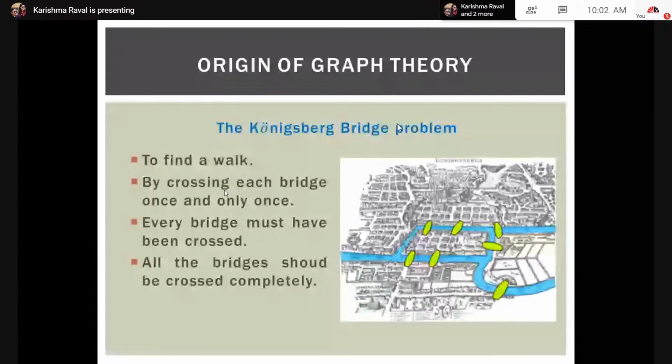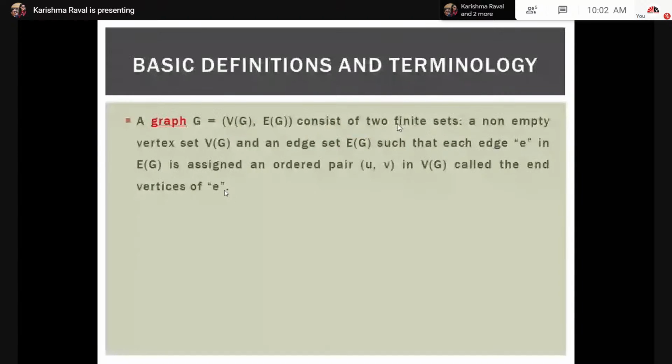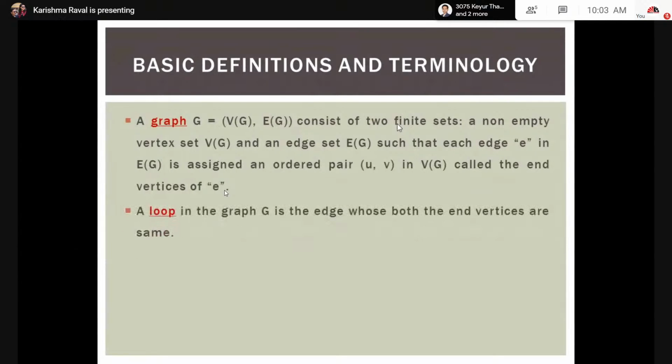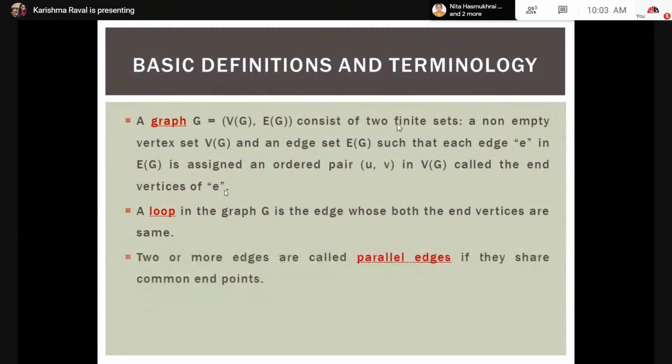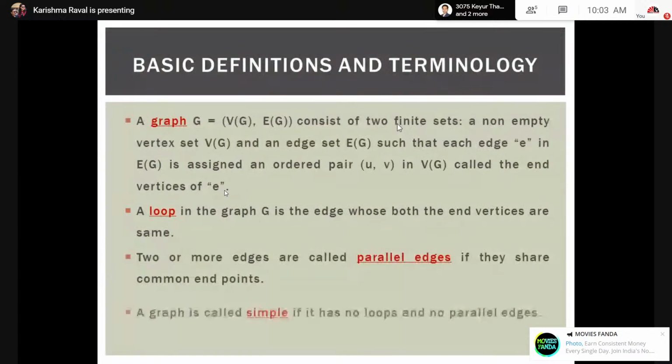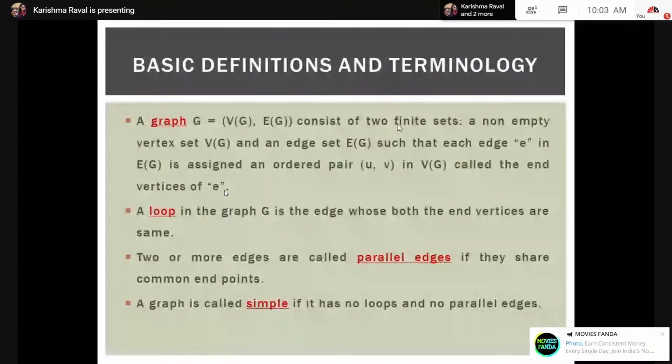We will need some basic definitions and terminologies. We'll start with the very first definition, a graph. A graph G consists of two finite sets: a non-empty vertex set V(G), and an edge set E(G), where each edge is assigned an ordered pair UV of vertices. A loop in a graph G is an edge whose both end vertices are the same. Two or more edges are parallel edges if they have the same end vertices. A simple graph has no loop and no parallel edges.